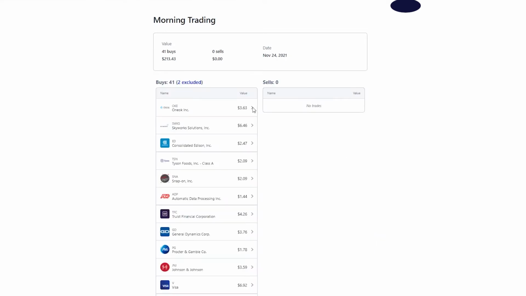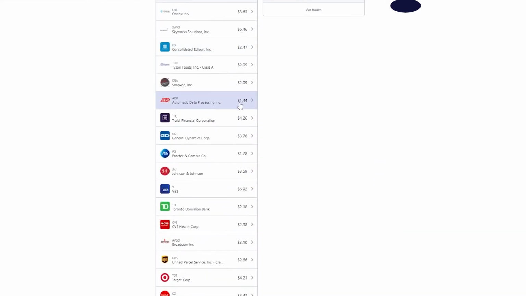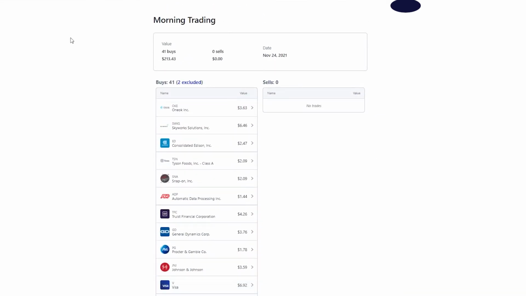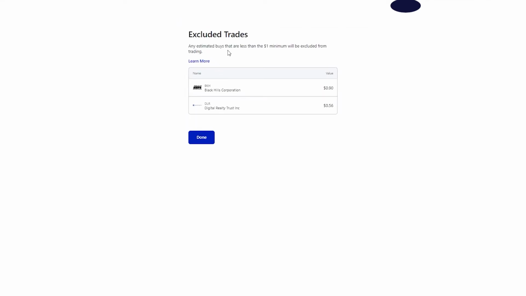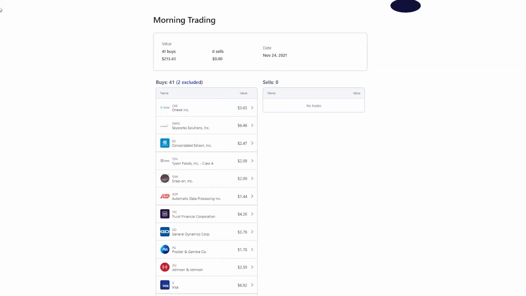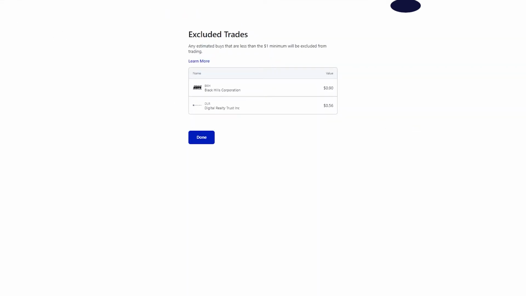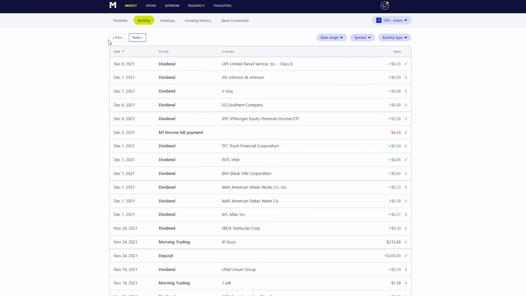And if you press it, just as an example, you get to see what was exactly bought and how much of each type of stock. And 2 were excluded, so if we press this over here, any estimated buys that are less than the $1 minimum will be excluded from trading. So because the assumption over here is less than $1 for BKH, Black Hills Corporation, and DLR, Digital Realty Trust, this is what the case is. So we press done, go back, let's go back again, and one more time.